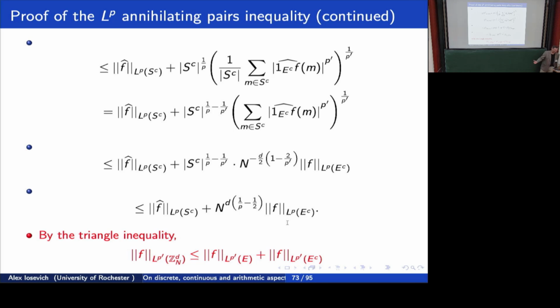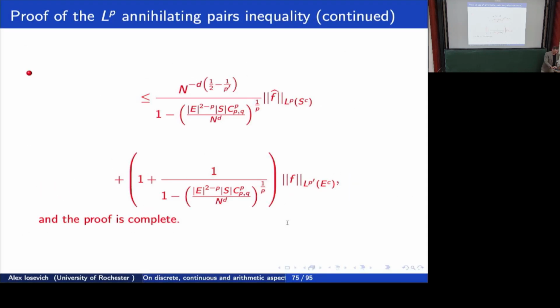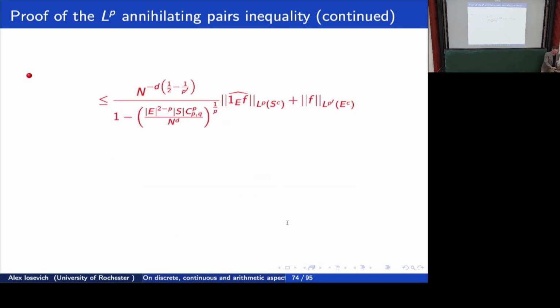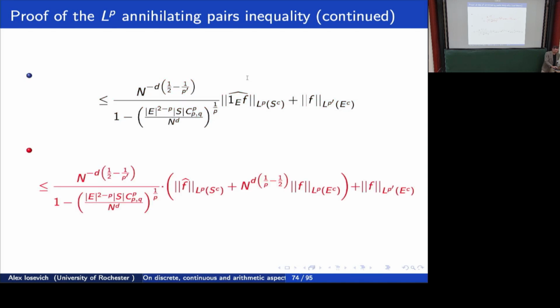Then by the triangle inequality, we bound LP prime norm by LP prime norm of E plus LP prime norm of E complement. And now we simply combine the terms that we have. So we get this quantity, then we unravel this quantity, which we just did a moment ago, and we arrive at the quantity that was claimed.